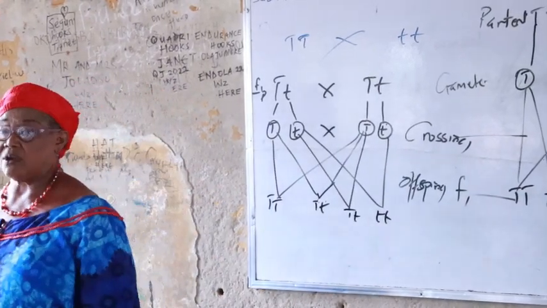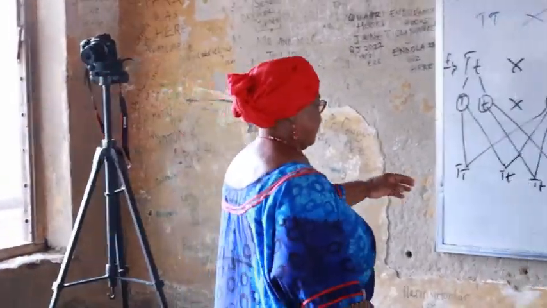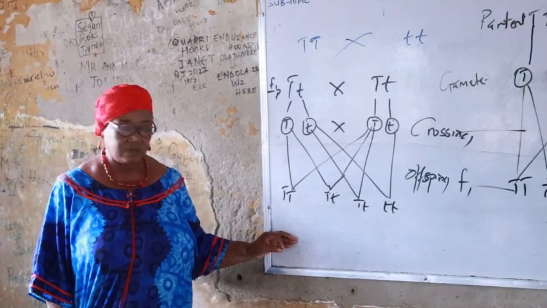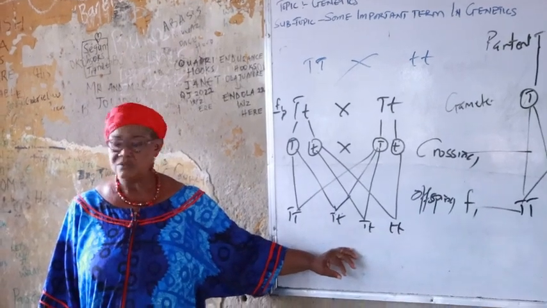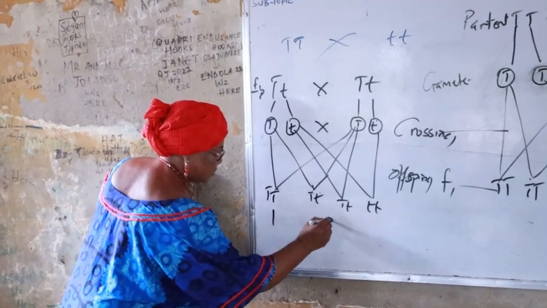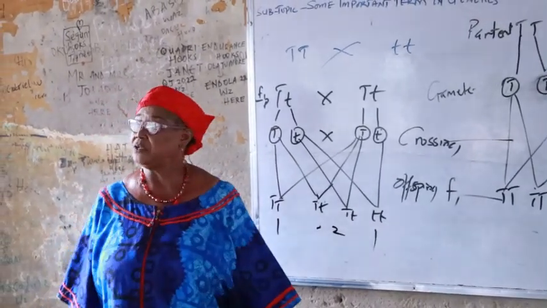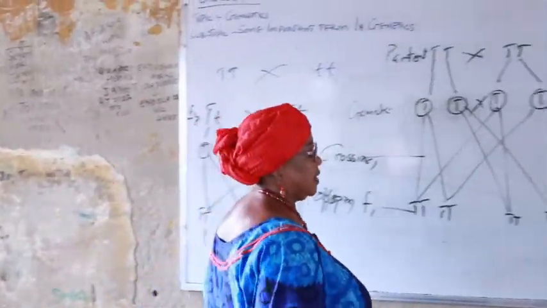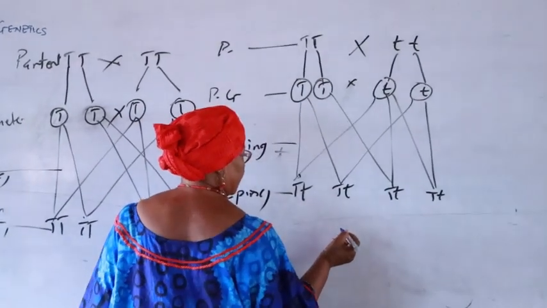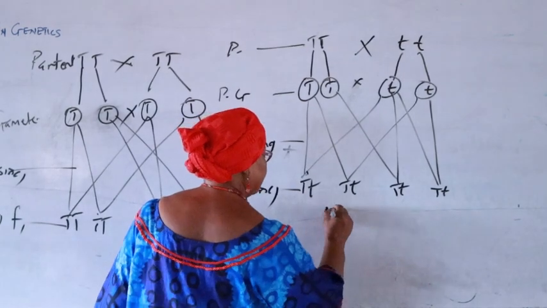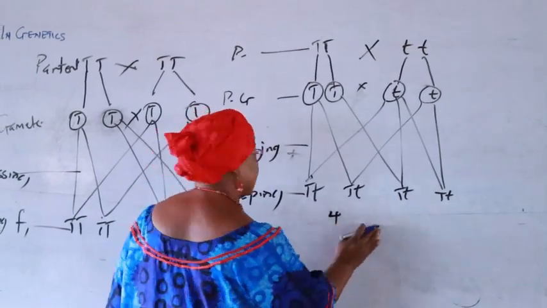Now, coming to the genetic method, which is the genotype. How many are very tall? How many are not very tall? How many are very short? So the genotype will have 1, 2, and 1. The phenotypic ratio is 3 to 1.